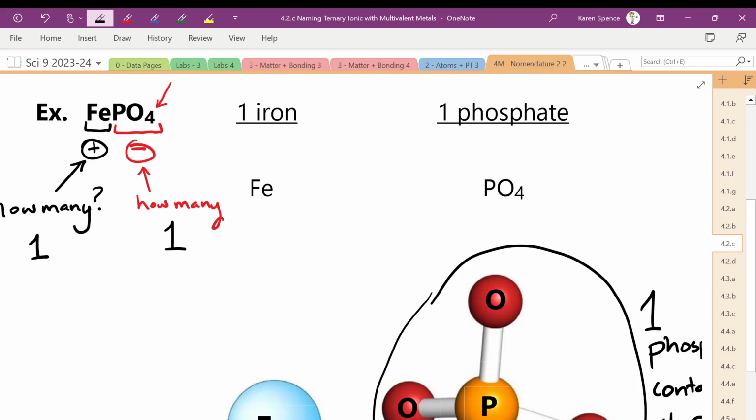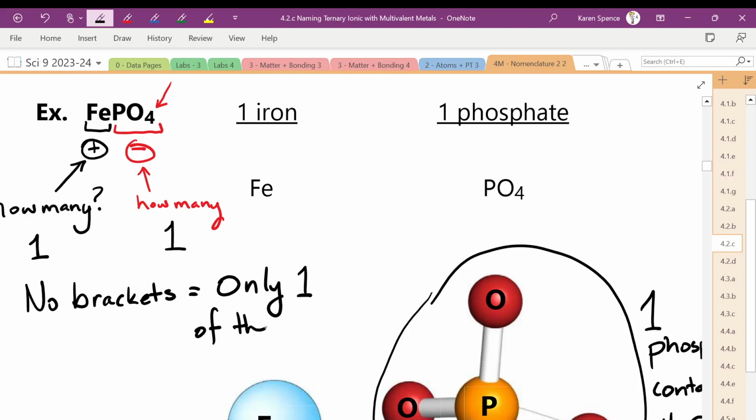1. No brackets. How many of the polyatomic ion? 1. How do you know if you have only one of the polyatomic ion? No brackets. Okay? So no brackets. Only one of the, and I'm just going to call it a PAI for polyatomic ion because that's a long word and I'm running out of space. Okay?